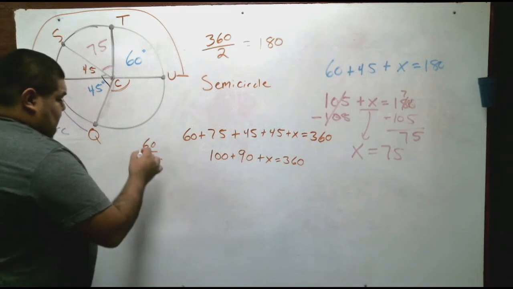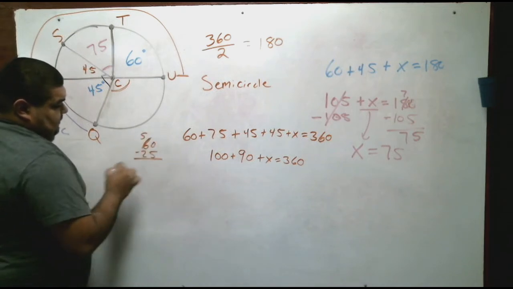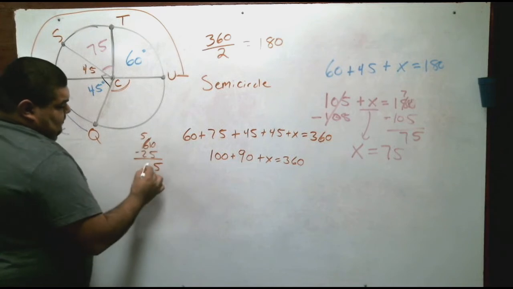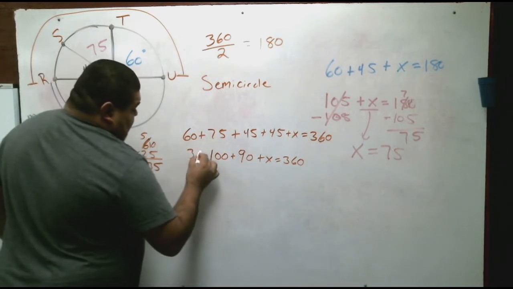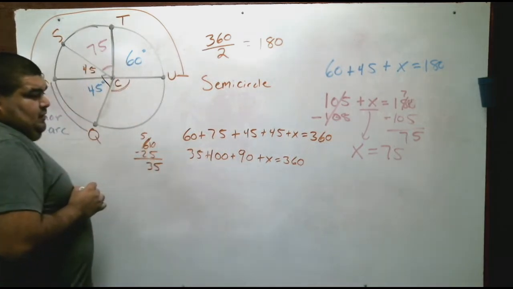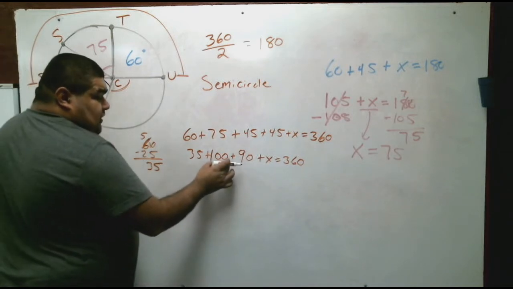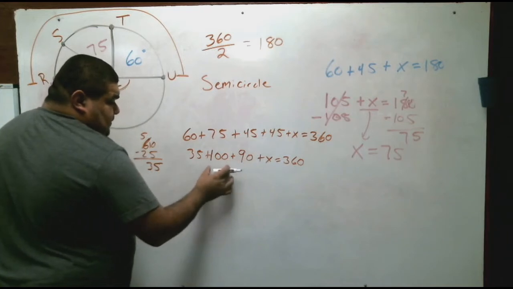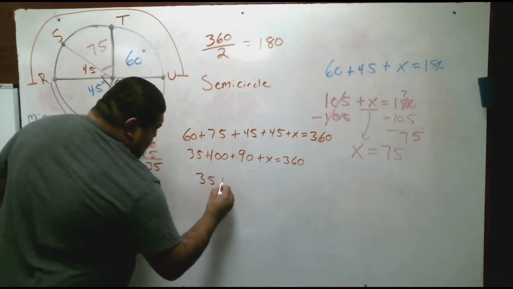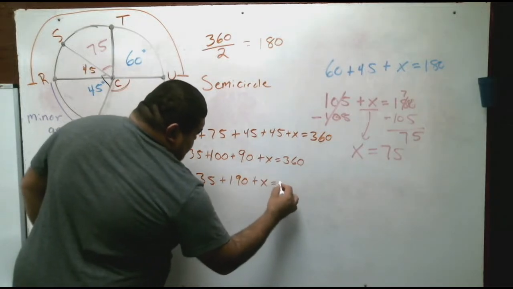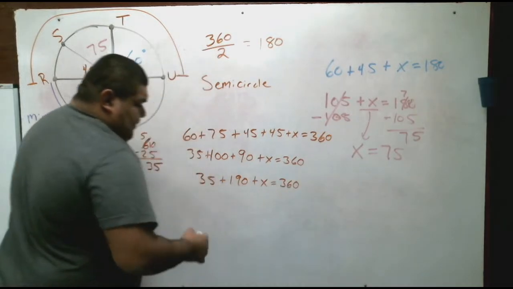Again, we borrow, which makes 5, makes it 10. 10 minus 5 is 5. 5 minus 2 is 3. So we have 35 left over, okay? Makes it a lot easier now because you can actually combine 90 and 100. So we have 35 plus 190 plus X equals 360.